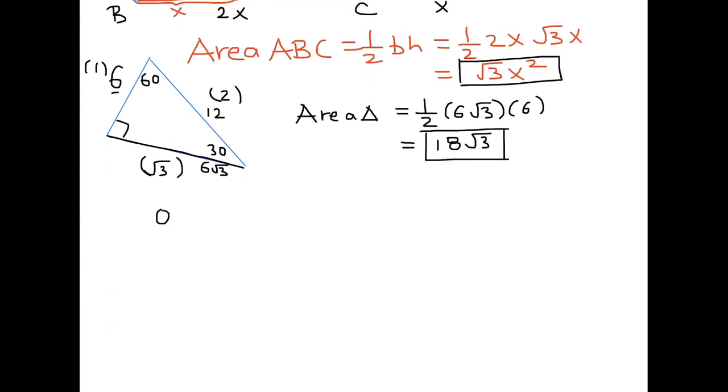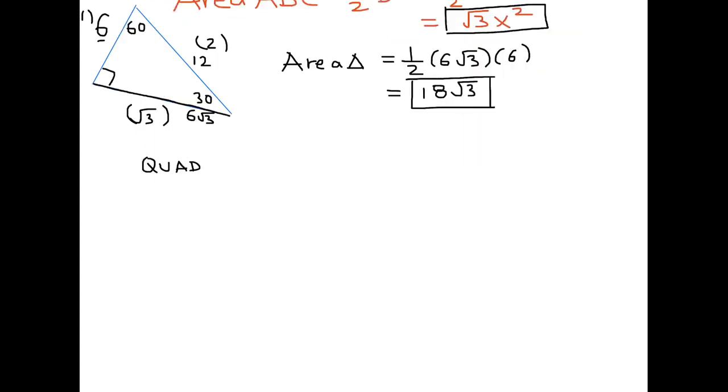So quadrilateral FBCE is root 3x squared minus 18 root 3. But the problem is we've got a variable in there, and we don't want a variable, we want a number answer. So what do we do? Well, we have to figure out x.